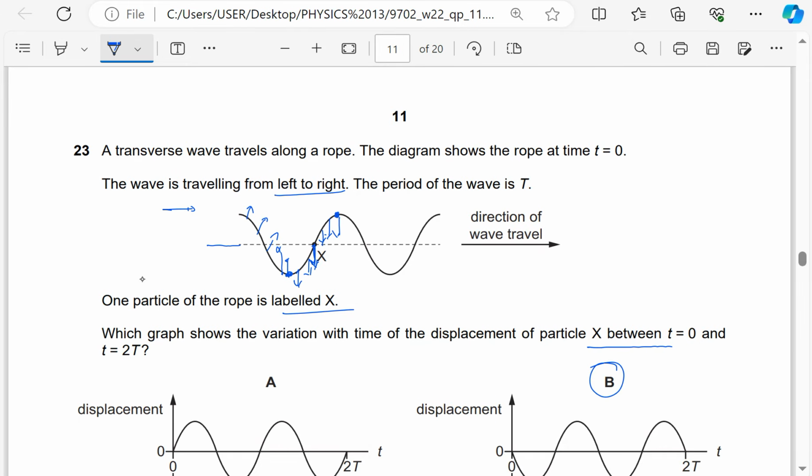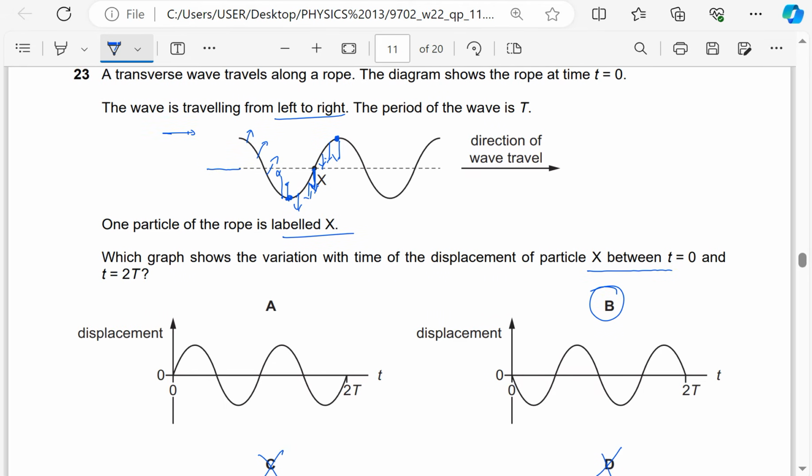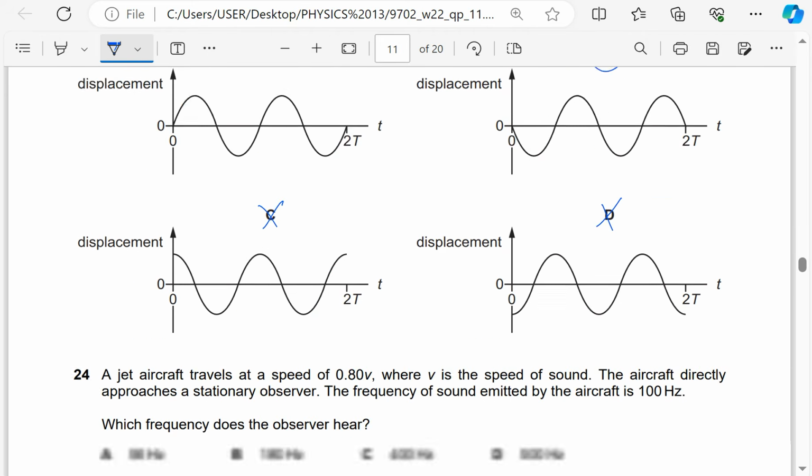If the wave was from right to left, the graph would be A. But since it is from left to right, the graph is supposed to be B, because at point X, it was passing equilibrium but vibrating downwards. So it means the displacement is downwards. So the answer is going to be B.